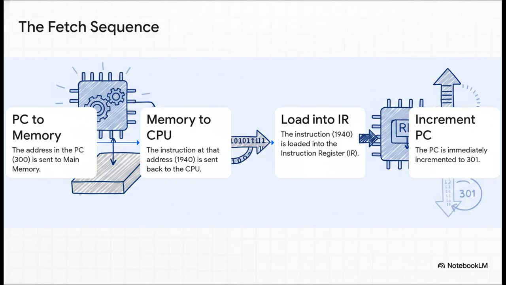Okay, now the sequence of events here is absolutely critical, so pay attention. The CPU looks at the PC, sees the address 300, and uses it to ask main memory for the instruction. Memory sends back that value, 1940, and it gets loaded right into the IR. But here's the real magic, the key to the whole cycle's efficiency. The instant that fetch is done, the program counter immediately clicks up to 301. It's already getting ready for the next instruction before we've even finished this one. Absolutely no time is wasted.